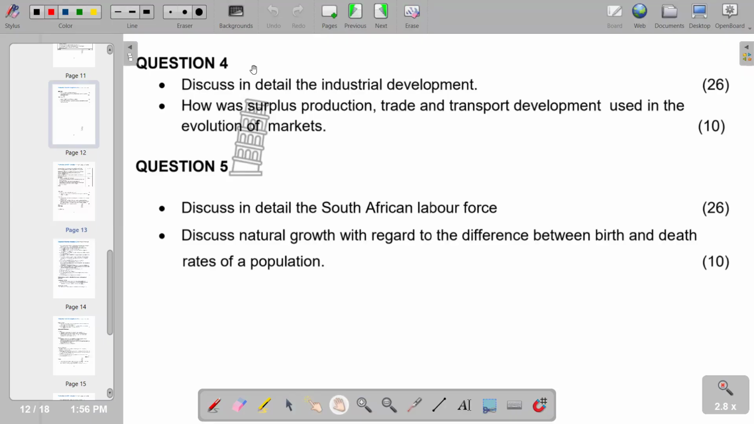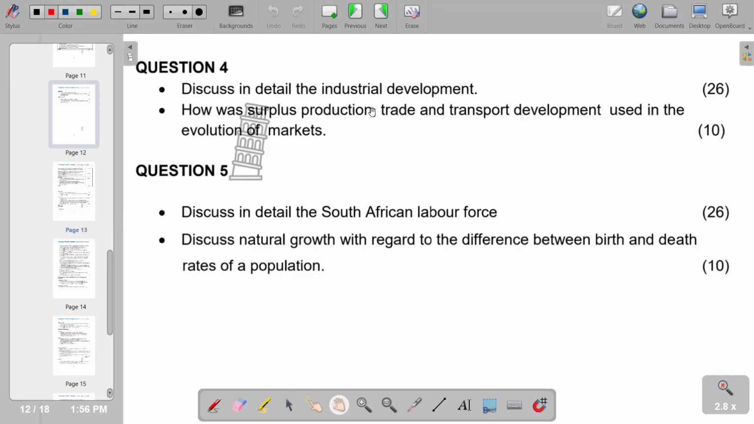Well, on our question 4, that is our essay question, it reads, discuss in detail the industrial development, which is 26 marks. The additional part: how was surplus production, trade and transport development used in the evolution of markets? So that is our additional part with 10 marks.